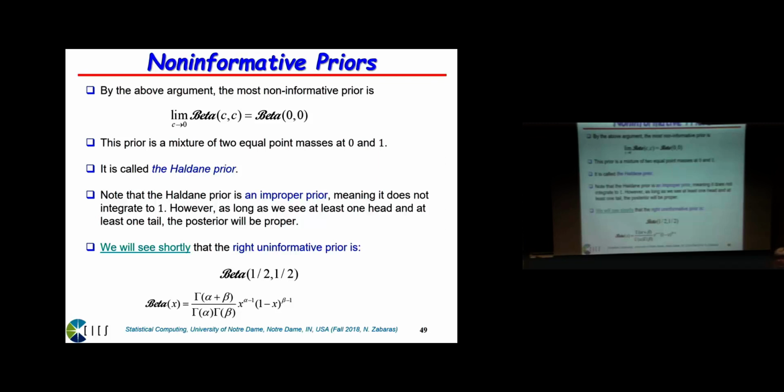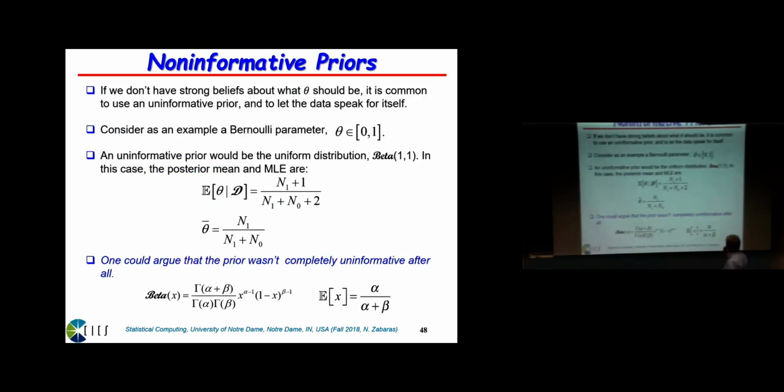which is non-uniform, okay? And I will derive it for you, okay? So beta 1/2, 1/2. I mean, nobody's going to tell you anything if actually you use beta 1, 1.